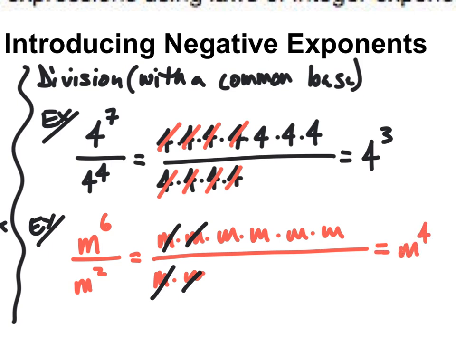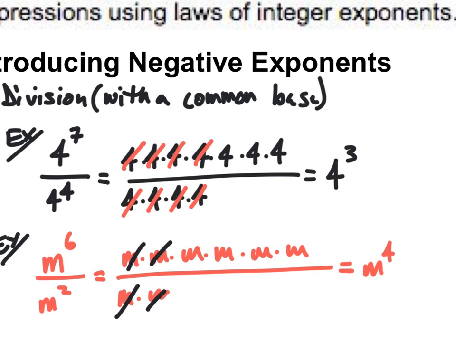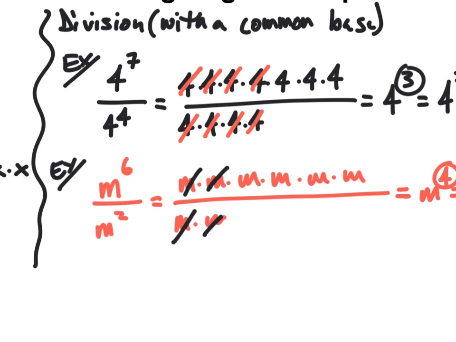Now you have to think about how I get 3 by using the exponents of 7 and 4, and how I get 4 by using the exponents of 6 and 2. In reality, this is 4 to the 7 minus 4 power, which gives you 4 to the 3rd, and here you are given m to the 6 minus 2 power, which gives you m to the 4th. So if we're dividing, we subtract our exponents.